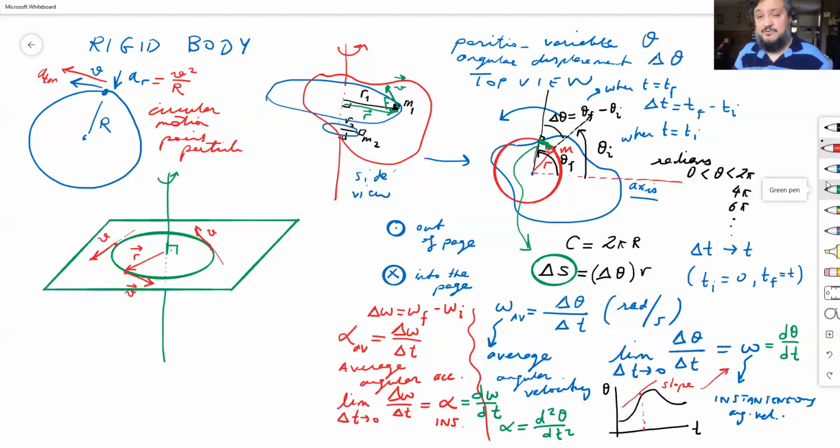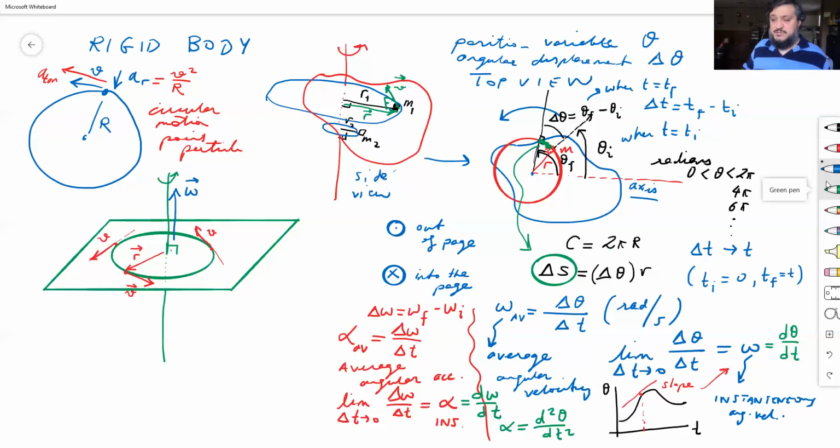So if we have only two options, open, close, clockwise, counterclockwise, etc., this means there are only two options. And if you look at this picture that I just drew here, it's either up or down. That will be the direction for our omega. So possibility one is that omega is pointing upward. That corresponds to one type of rotation. If omega is downward, it corresponds to another one.